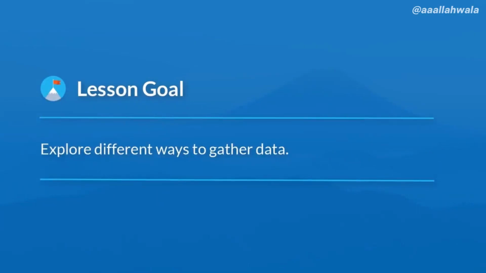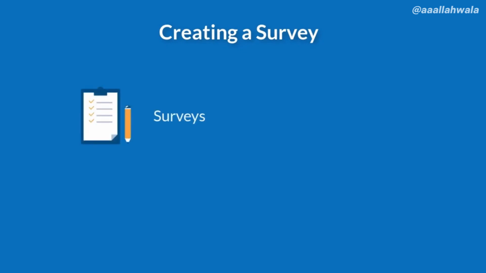In this lesson, we'll explore different ways to gather data such as surveys, focus groups, experiments, and observations. To do this, we'll assume that your data analysis project requires you to create a new dataset. A common method for obtaining data is from surveys or questionnaires.